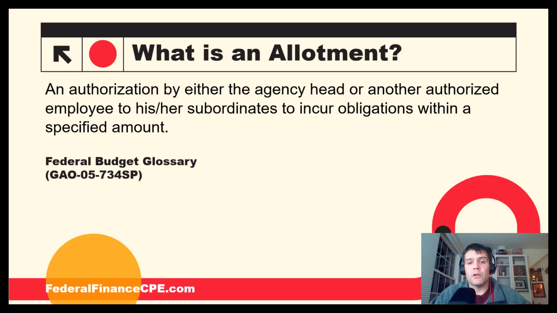The last account we're going to cover today is an allotment. And what is an allotment? An authorization by either the agency head or an authorized employee to incur obligations within a specific time. This is where it gets really practical. An allotment is kind of the final distribution of funds before spending can really occur. Up until now, Congress said, here's your money, appropriation. Then OMB says, here's how much you can use and when. That's your apportionment. Now your agency leadership is saying, this is how much each program gets, allotments.